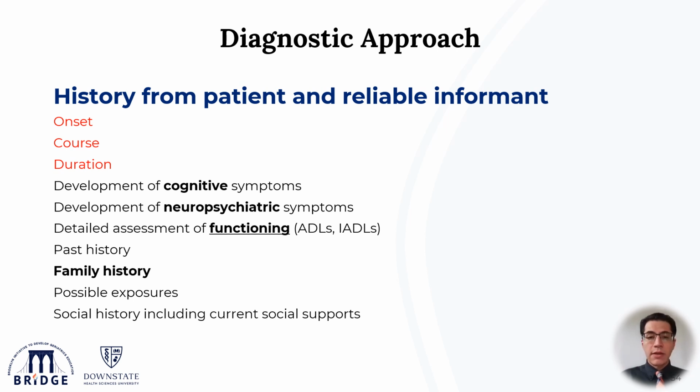living. Obtain a good past history, including past psychiatric history, a family history of cognitive issues, possible exposures, whether it's occupational or environmental, and a social history, including current social supports.